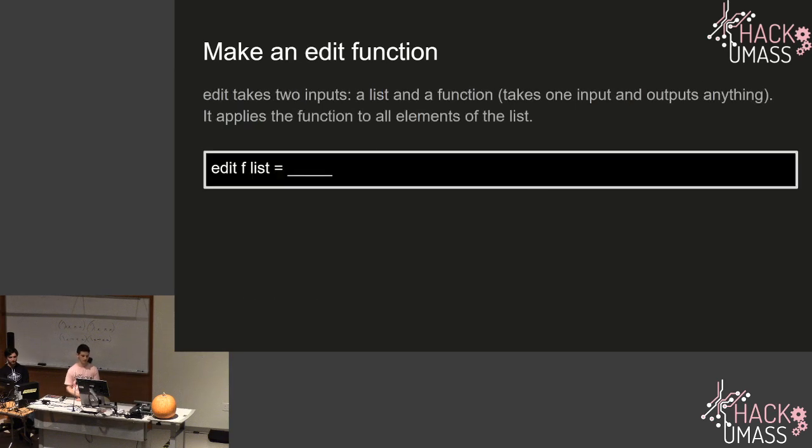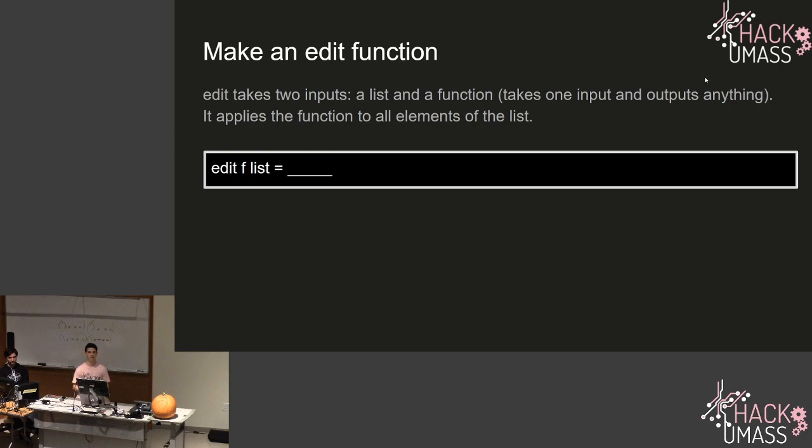Perfect. Okay. So now let's make an edit function. Similar idea, except this time we want to simply apply f to every element in the list. F no longer just outputs a Boolean. It can output whatever type. It takes an input of an integer, it can output whatever. And list is a list of integers.